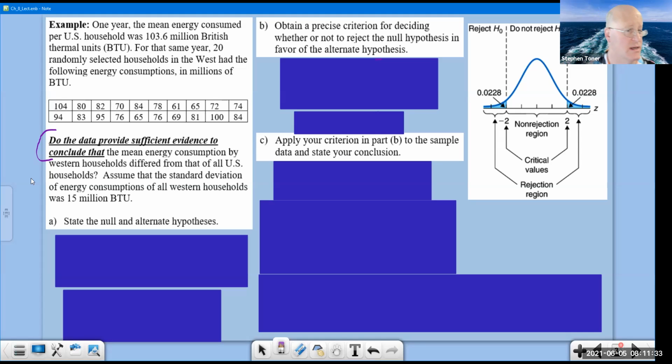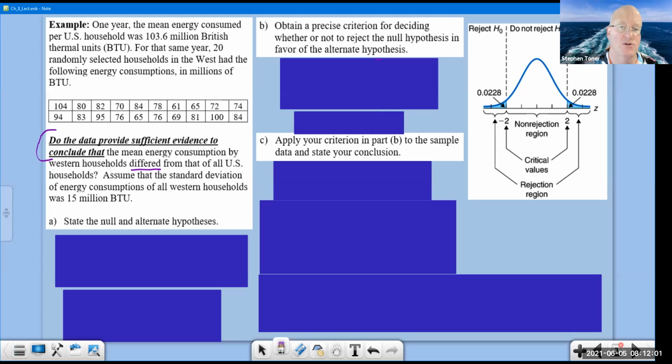And in this case, we're asking, do the data provide sufficient evidence that the mean energy consumption by Western households differed from that of all US households? Okay, usually in this question, they'll identify what the alternate hypothesis is going to be. You're looking for words like differed, exceeded, was less than, things like that that help you identify an inequality.